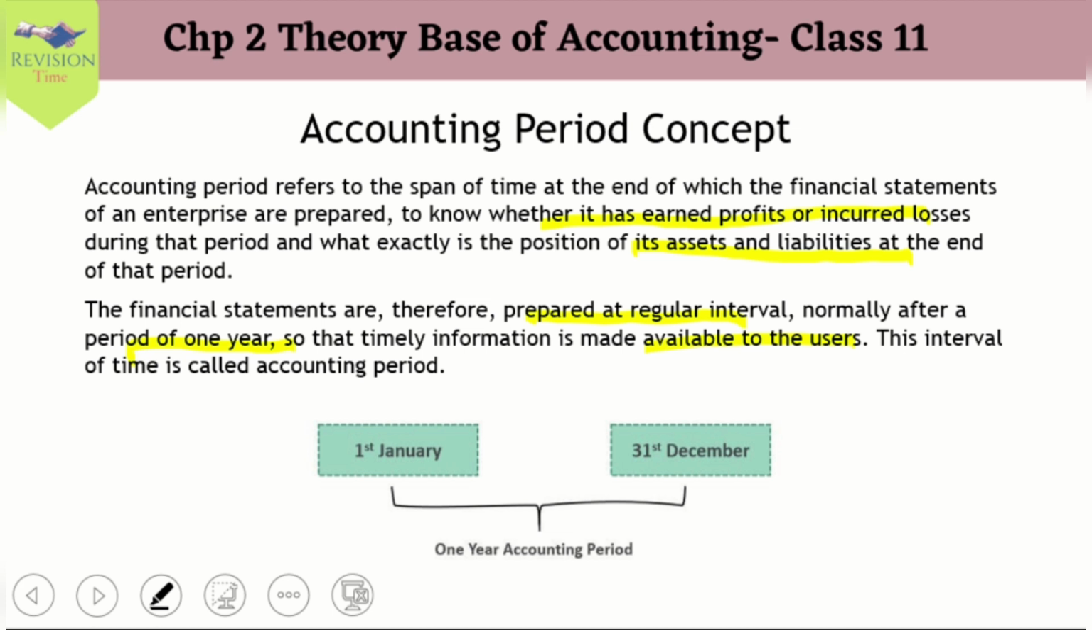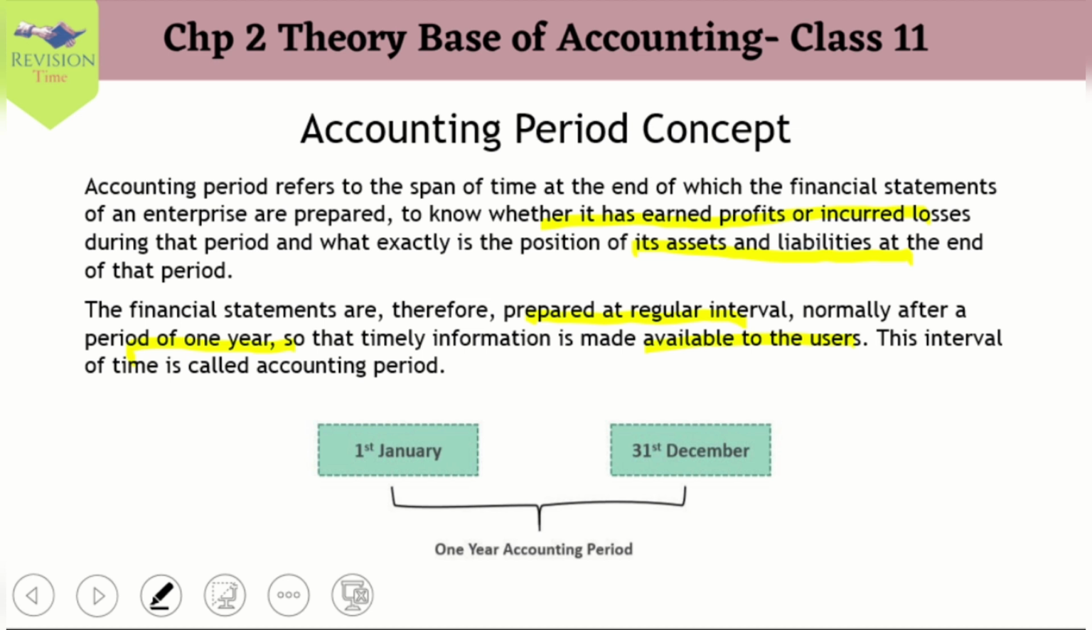So let us take an example. Business ABC Company Limited starts recording its transactions from 1st of January. In a 12-month period, that is at the end of 31st December, it has to present its financial statements recording all the transactions which took place between January to December. So this is the accounting period. This was the time span of the accounting period of the particular business.